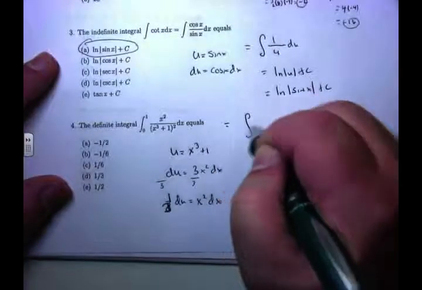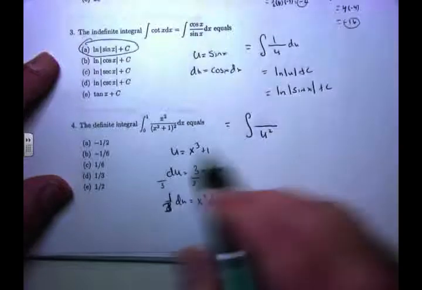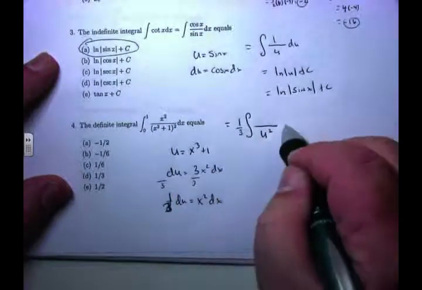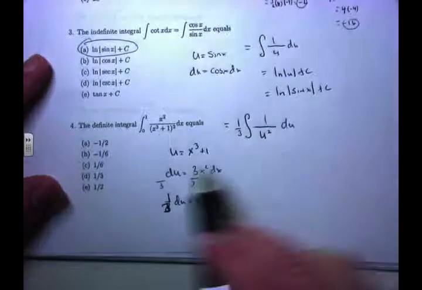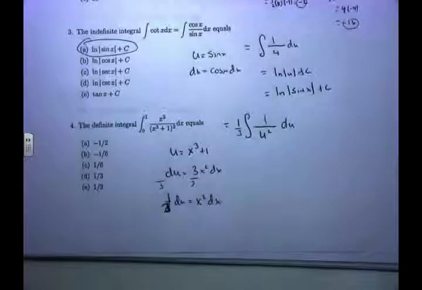Substituting, this becomes the integral of 1 over u squared on the bottom, and the x squared dx turns into a 1/3 constant out front, du. Now, since it has bounds, I can go ahead and convert my bounds over if I want to. That is up to you. Otherwise, integrate it, don't forget to put bounds, back substitute, and then plug in your bounds, top minus bottom. It's up to you. Does that make sense? Okay?